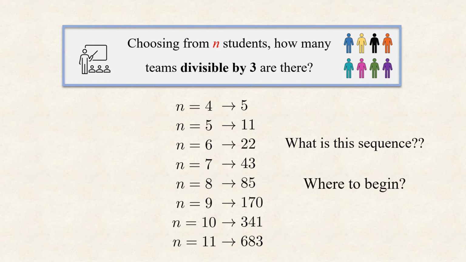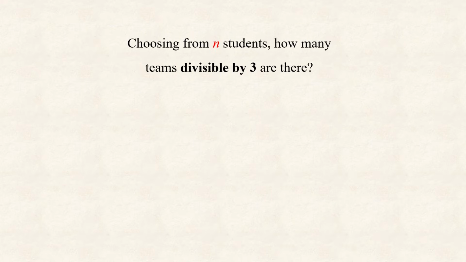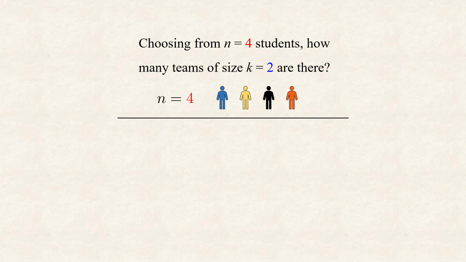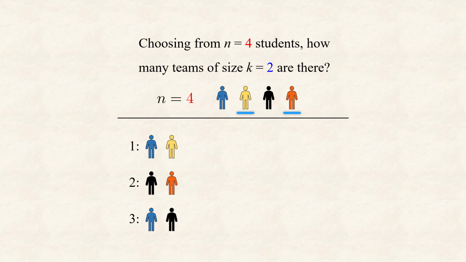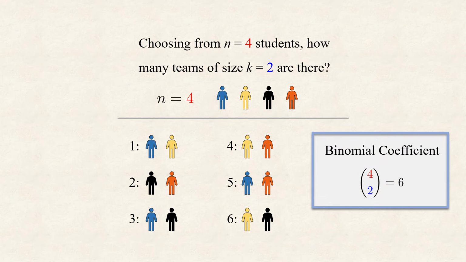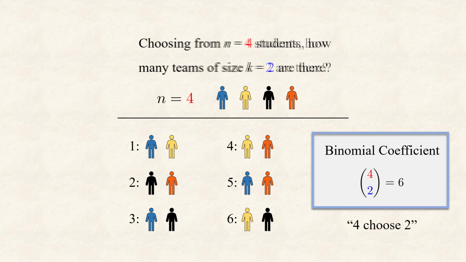So, where to begin? Well, in general, we are interested in how many ways there are to choose k students when given n students. Say for instance, we have 4 students and we want to have teams of 2. We could either pick the first 2, or the last 2, or blue and black, and so on. In total, there turn out to be 6 possible teams. Counting the number of subsets is common in mathematics, so there's a special symbol called the binomial coefficient. So there are 6 ways to choose from a set of 4 elements, exactly 2. One could write it like this and say that 4 choose 2 equals 6.